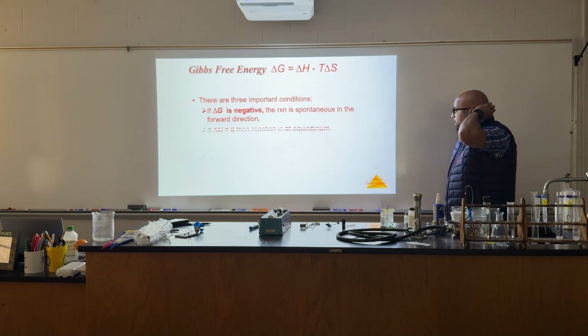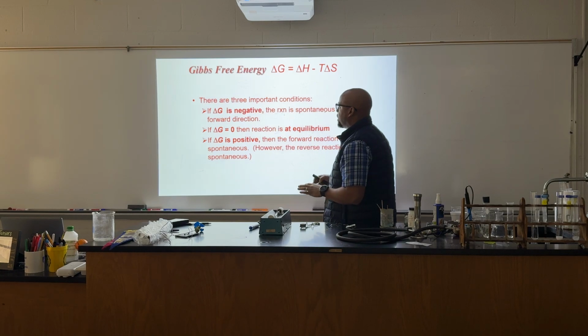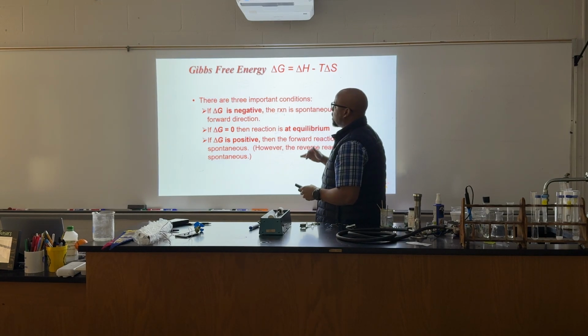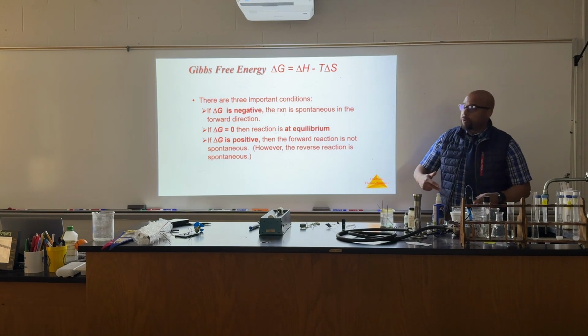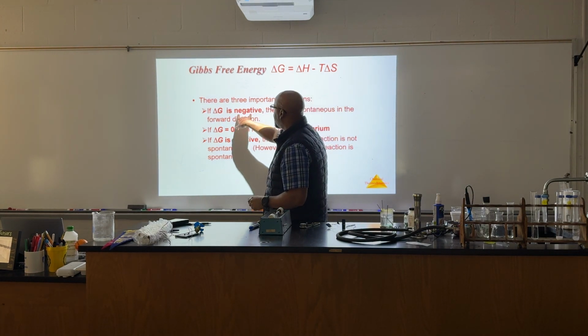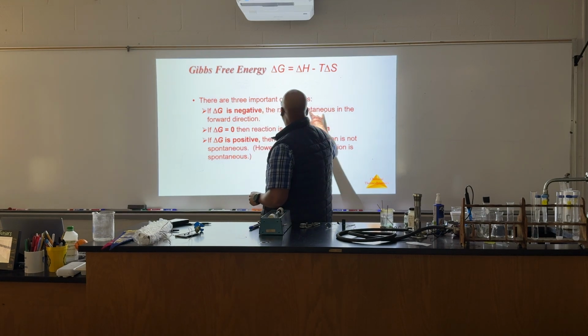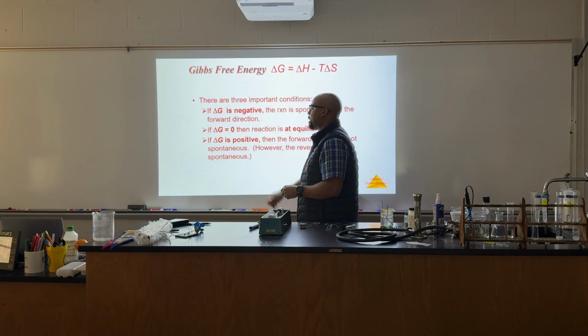So when it came to Gibbs free energy and that equation, one of the things that we said is that we had three different possibilities here. And these three different possibilities are going to tell us whether the reaction is spontaneous, whether it's reversible, or whether it's non-spontaneous. And we said if delta G happens to be negative, then it's going to be spontaneous in the forward direction, or we can say it's thermodynamically favorable in the forward direction.